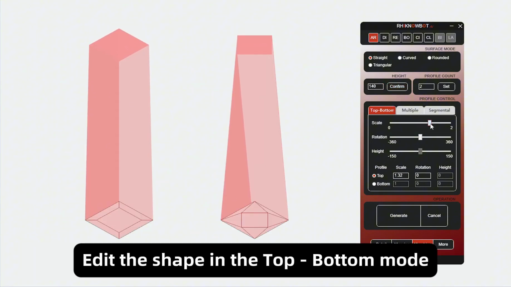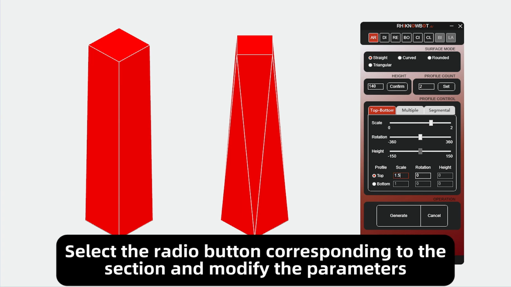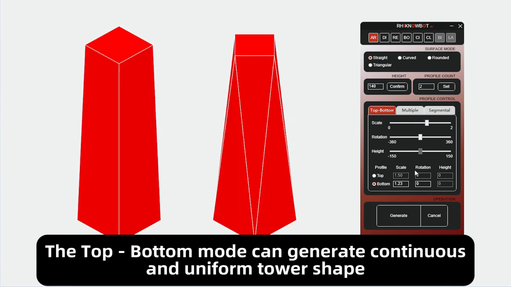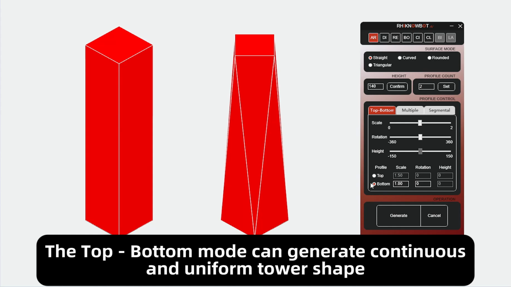Edit the shape in the top-bottom mode. Select the radio button corresponding to the section and modify the parameters. The top-bottom mode can generate continuous and uniform tower shape.